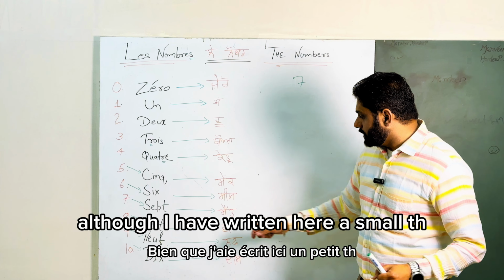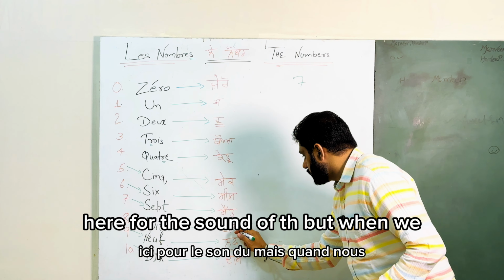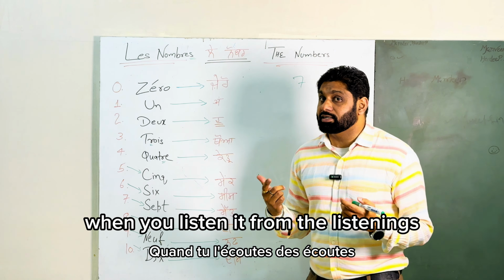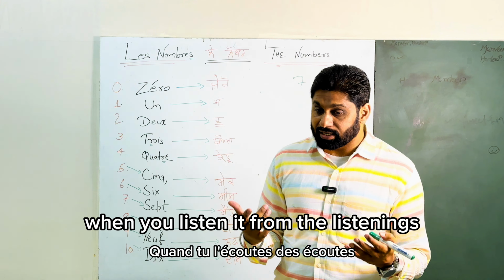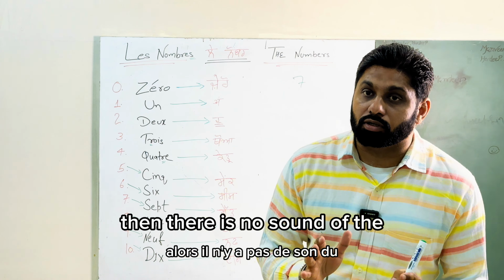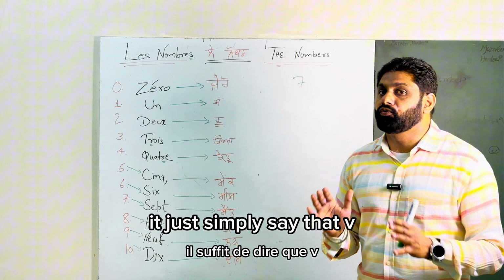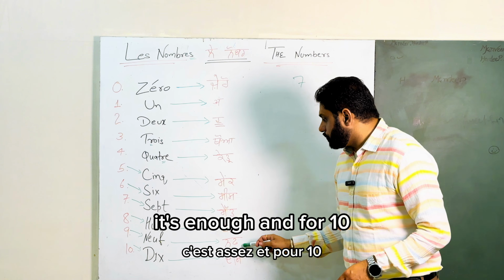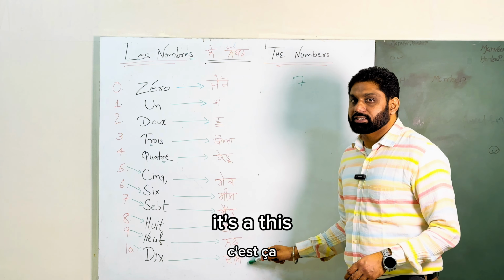Although I have written a small th here for the sound of th, when you listen to it, there is no sound of th. It just simply says "weet". Okay, huit. For 9 it's neuf, and for 10 it's dix.